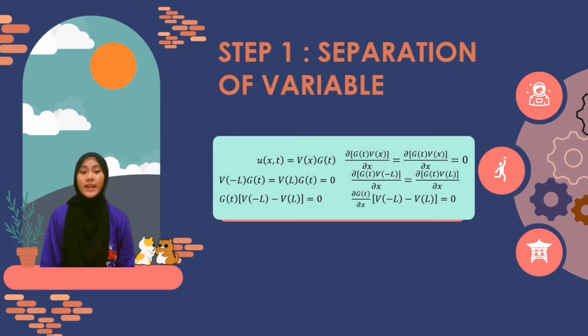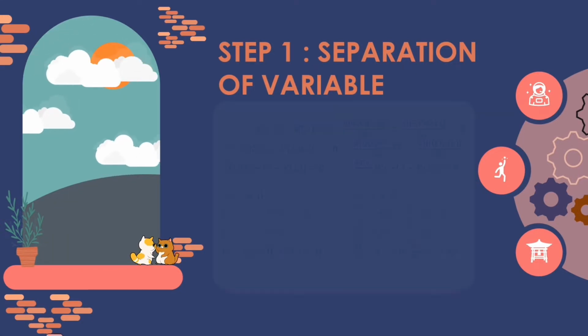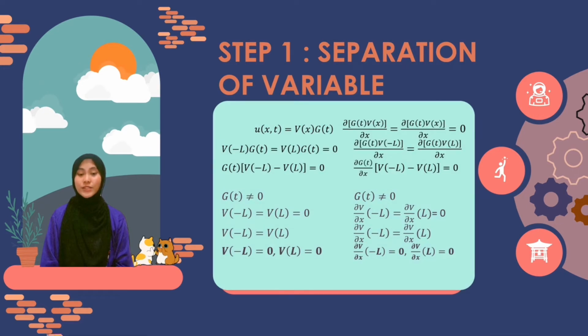Next, make sure that our product solution satisfies the boundary conditions. So, rewrite the boundary conditions so they associate with only one variable. How to derive the boundary? We need to substitute the values of x, which are L and negative L, into the general solution for both boundary conditions. We need to decide which variable will equal 0. Hence, to avoid a trivial solution, we choose V(negative L) and V(L) equal to 0.